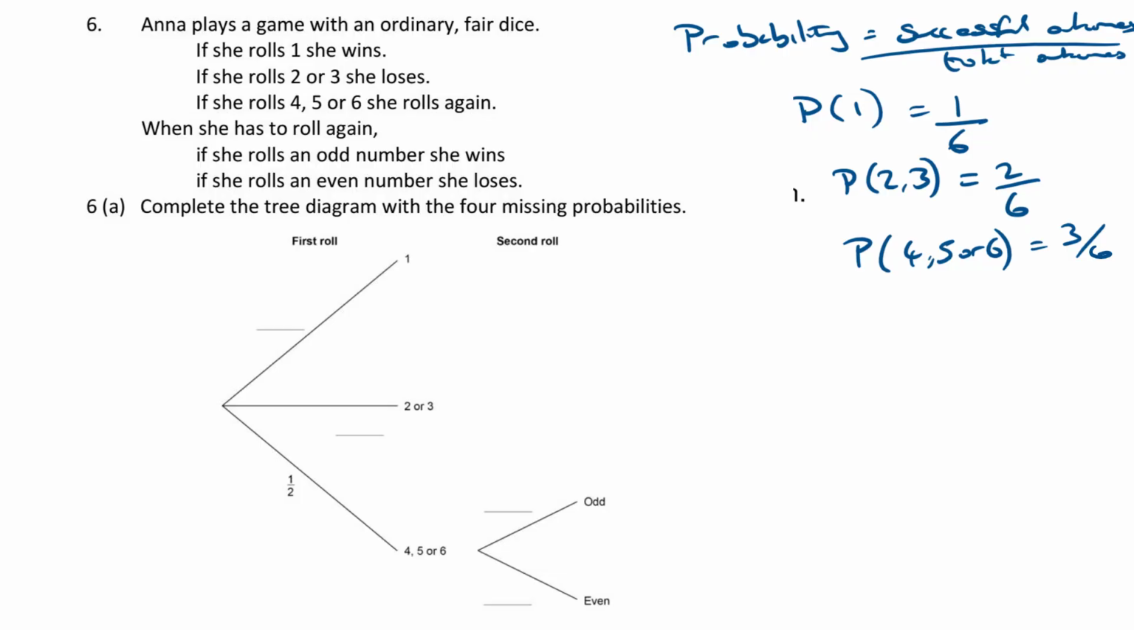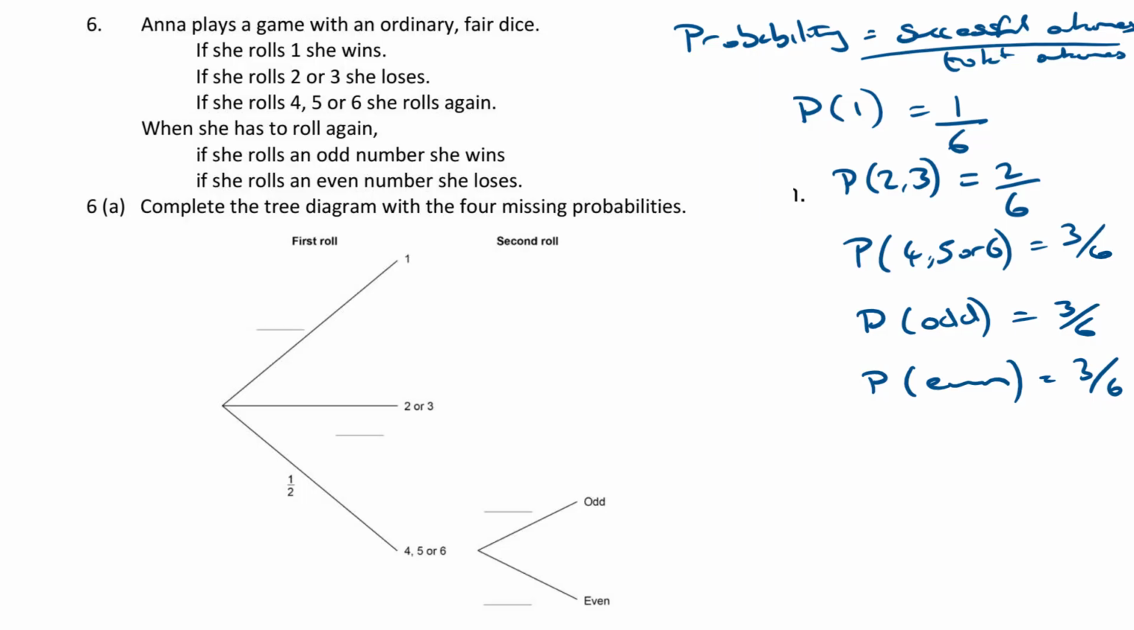Okay, so when she rolls again, if she rolls an odd number, she wins. Well, there are 3 odd numbers, 1, 3, and 5. So the probability that it's going to be odd is 3 out of 6. And then the probability that she rolls an even number is also going to be 3 out of 6. Now, I know I can cancel some of these down, but often in probability, it's easy to leave them as they are, and you don't get any extra credit anyway for doing so.